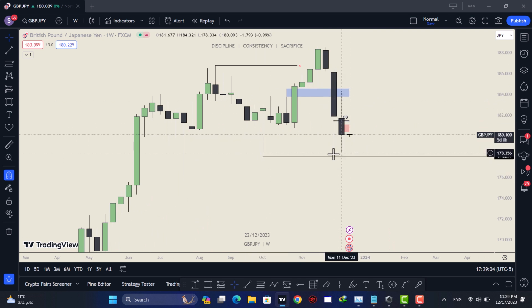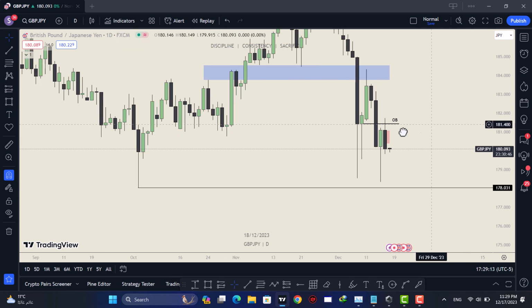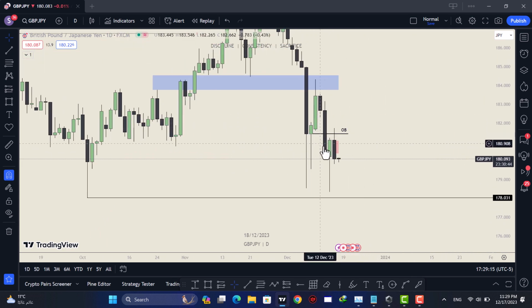Price is generating liquidity on the sell side, right? So this is on the weekly. Let's go to the daily time frame. In the daily time frame, we have this order block, price retraced to this fair value gap right here, right? And to this order block, and now it is rejecting from it and heading to the downside.